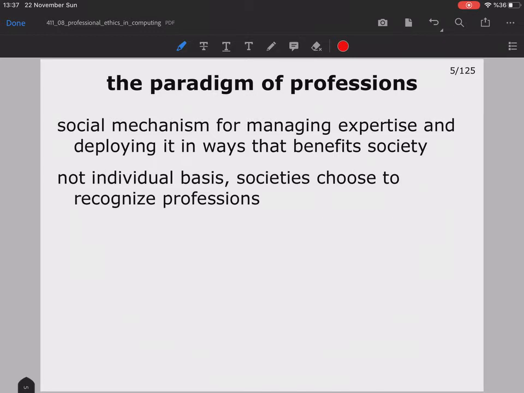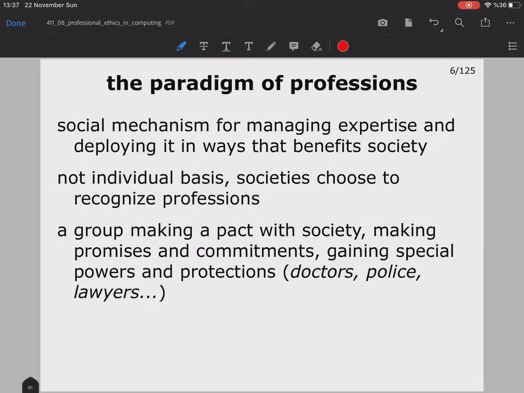In fact, it is not an individual decision. You cannot create a profession just by passing a few laws or making some declarations. It's impossible. Societies choose to recognize professions as professions. That's the idea. It looks like a group of people making a pact with society, making some promises and commitments, and gaining special powers and protections in return within that society.